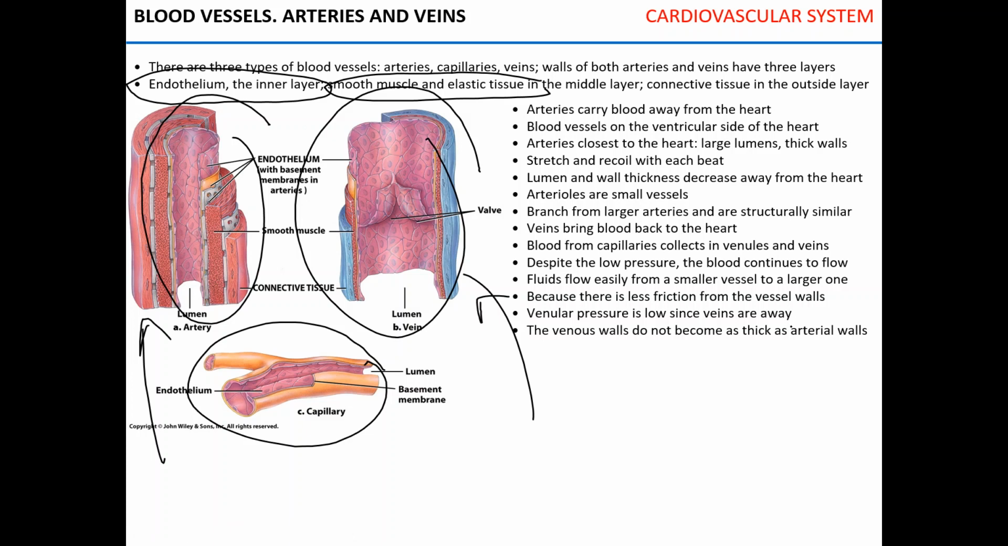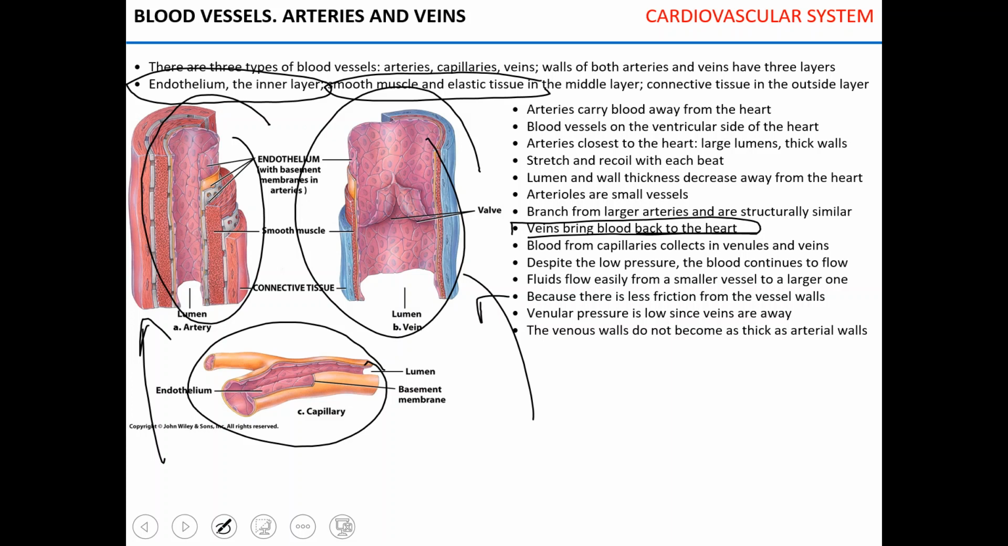So the main difference between these blood vessels is that arteries carry the blood away from the heart, and they originate on the ventricular side. Now, veins bring blood back to the heart. They usually have thinner walls, and they end up on the atrial side of the heart. There are certain significant differences between arteries and veins.